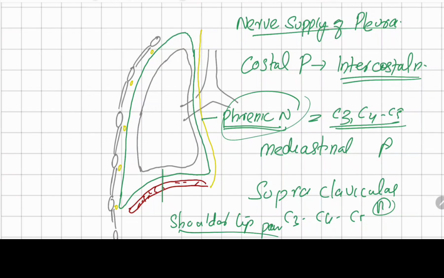The anatomical basis is that the mediastinal pleura as well as the medial part of the diaphragmatic pleura is supplied by the phrenic nerve, which has a root value of C3, C4 and C5. The supraclavicular nerve has the same. So irritation of the mediastinal pleura and the medial part of the diaphragmatic pleura causes shoulder tip pain. This is the anatomical basis of shoulder tip pain in irritation of the mediastinal pleura.